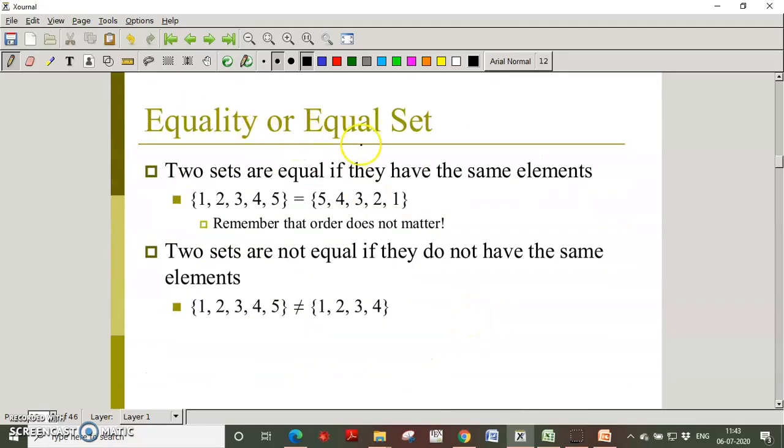Another one is equality, or equal sets. Two sets are equal if they have the same elements. If you look at this and this, because in a set order does not matter, these are examples of equal sets. Two sets are not equal if they do not have the same elements. If you look at this example and this, this set includes 1, 2, 3, 4, 5, but this set only includes 1, 2, 3, 4. So these are not equal sets.